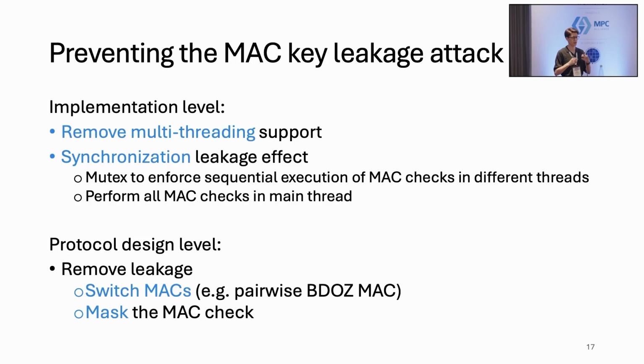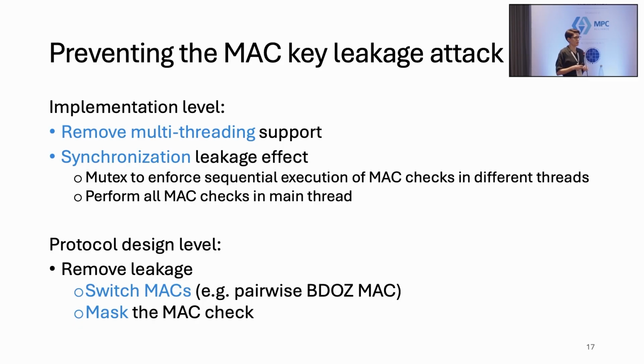So you need to make sure that there's synchronization between MAC checks, either by enforcing a sequential execution of MAC checks, the rest can still be parallelized, or as Fresco did, perform all MAC checks in a main thread, for example. There's just one thread which is allowed to do MAC checks.